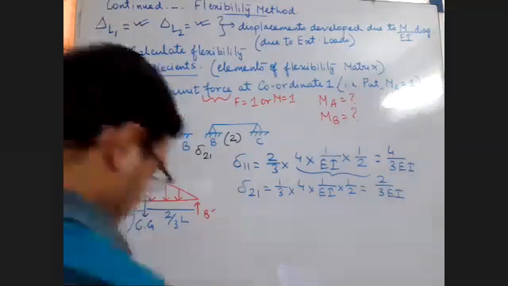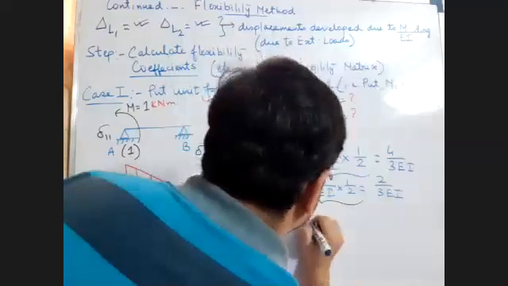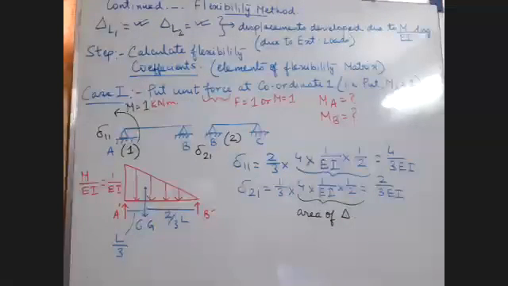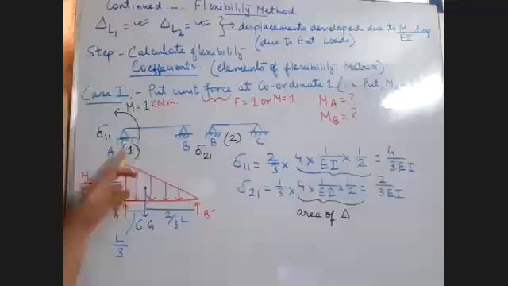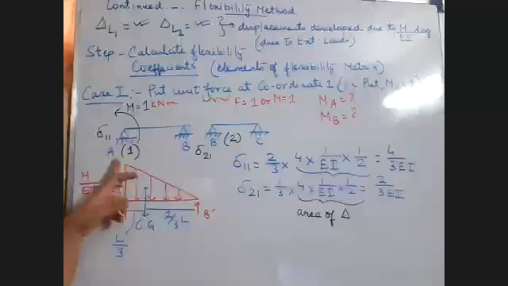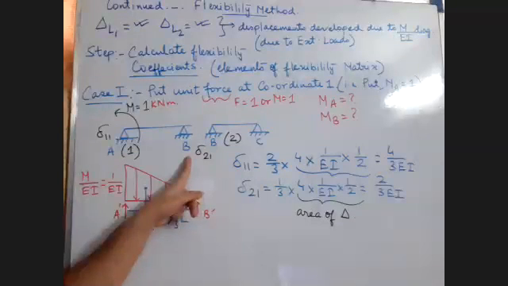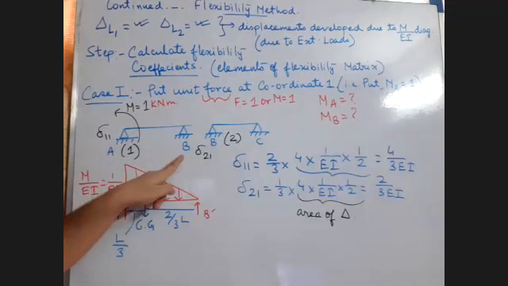So this is always the area of the triangle. So this is case 1. Case wise, at individual cases, we will put first a unit bending moment at A as 1, and in the second case a unit bending moment at point B. Because I have taken two coordinates, point A is coordinate 1 and point B is coordinate 2. So this is case 1.